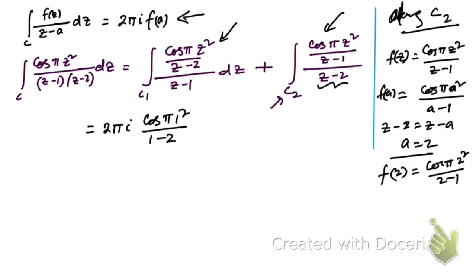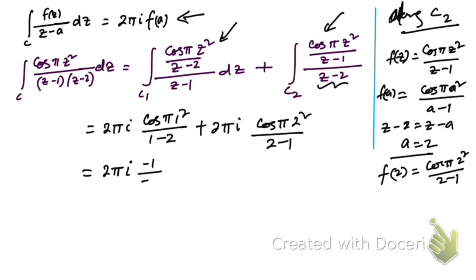So here what we're going to get is 2 pi I f of 2, right? And what is f of 2 here? F of 2 is nothing but cos pi 2 square by 2 minus 1. That's what we're going to get. So 2 pi I, this cos pi is minus 1 and 1 minus 2 is also minus 1.